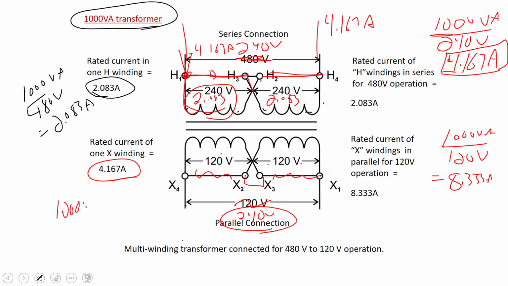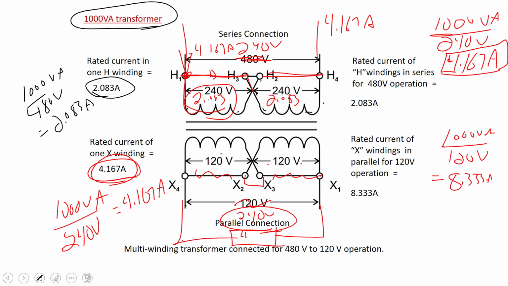So 1000 volt amps divided by 240 volts is 4.167 amps. When I draw a load off of this, the maximum load is going to be 4.167 amps at 240 volts. Because they're in series, it's only one path, and we will not exceed the rating of any individual winding. Each individual winding is rated at 120 volt, 4.167 amps max.